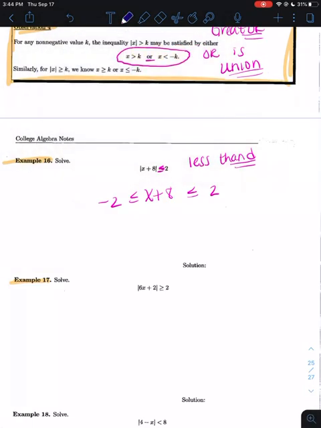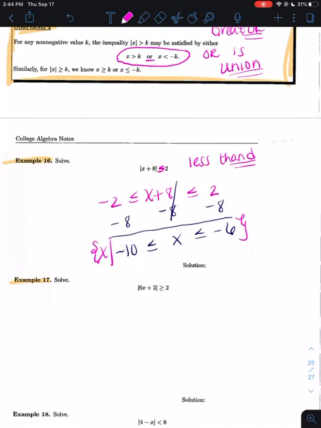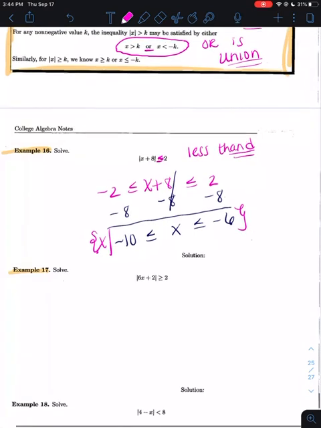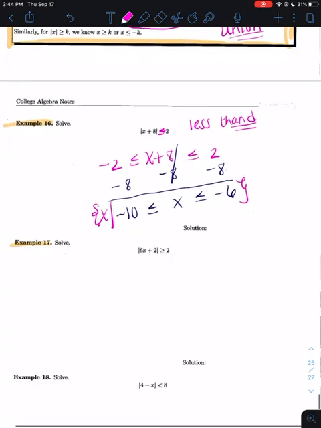And then you solve this inequality. Subtract 8 from all three places. Negative 2 minus 8 is negative 10, less than or equal to x, less than or equal to 2 minus 8, which is negative 6. So that's the solution. That's set builder notation.